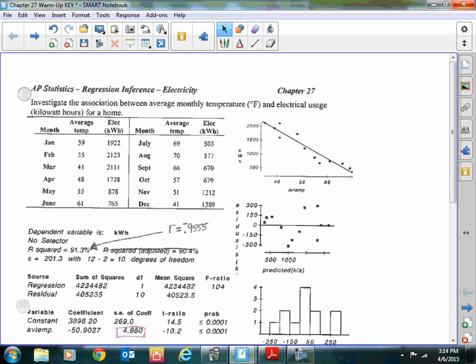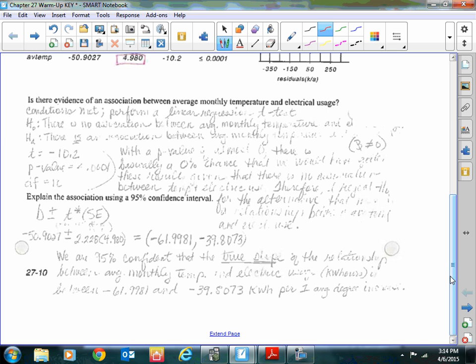Okay, this will be a lot shorter. It's the second part of Chapter 27 warm-up. It's the panic model. So for our panic model, because I'm doing letter B or the number 2, explain the association with a 95% confidence interval.